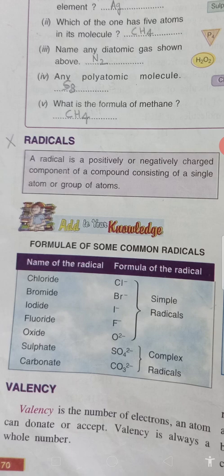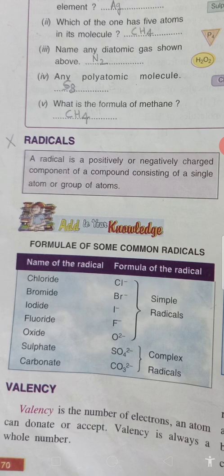So the charge over there is 2 minus. And sulfate, sulfate is SO4, 2 minus. Then carbonate, carbonate is CO3, 2 minus. So sulfate is SO4 2 minus and carbonate is CO3 2 minus. So children, if you have a single atom in a radical, it is called a simple radical, and if you have more than two elements in a radical, it will be called a complex radical.